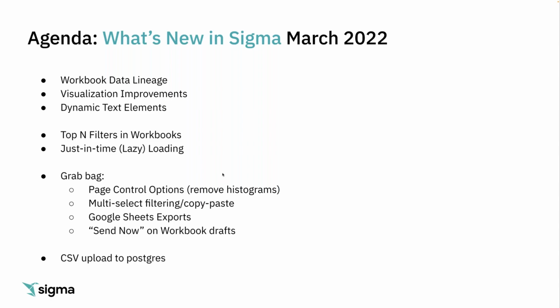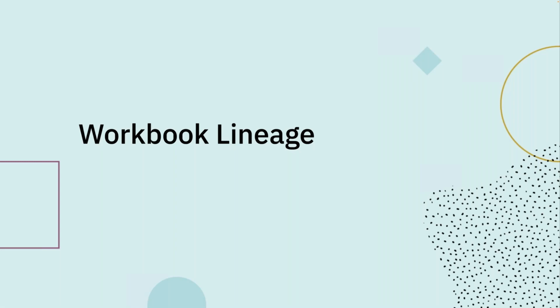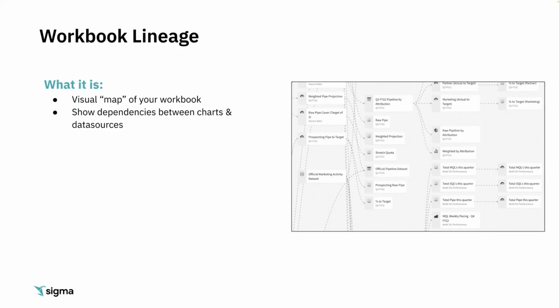So let's just jump right in here and start by talking about workbook lineage. This feature is actually in beta right now, and you'll see a beta label on it. I'll give you a demonstration in a second. The purpose of workbook lineage is to give you a visual representation, or like a map, to show you how the workbook is constructed.